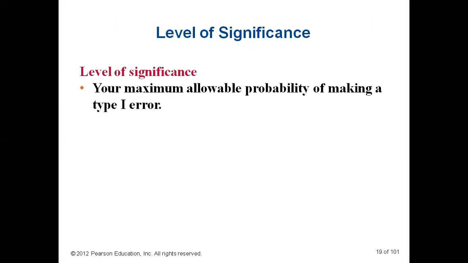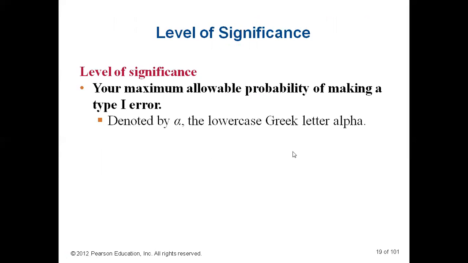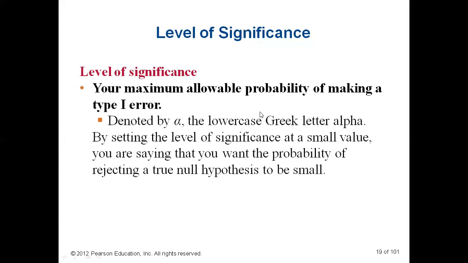Level of significance. The level of significance is the probability of rejecting the null hypothesis wrongly. Your maximum allowable probability of making a type 1 error represents the significance level. It's like a threshold: it is your maximum allowed value, and if you go beyond that, then your null hypothesis will be rejected. It is denoted by alpha, the lowercase Greek letter alpha.